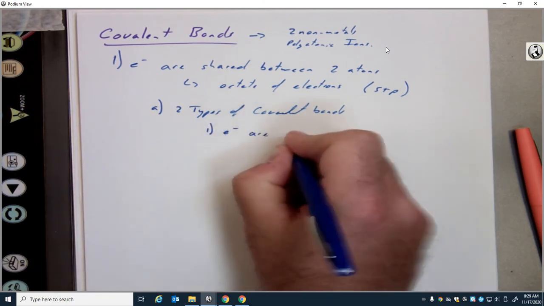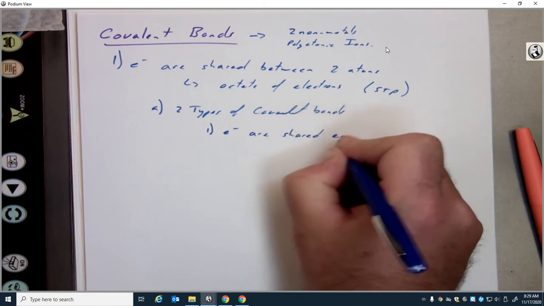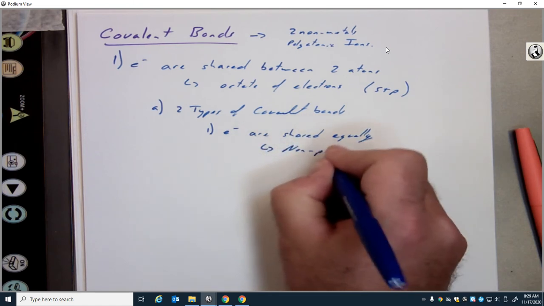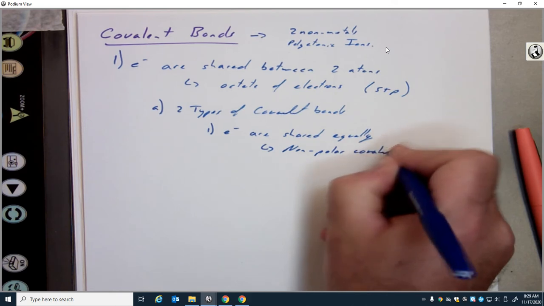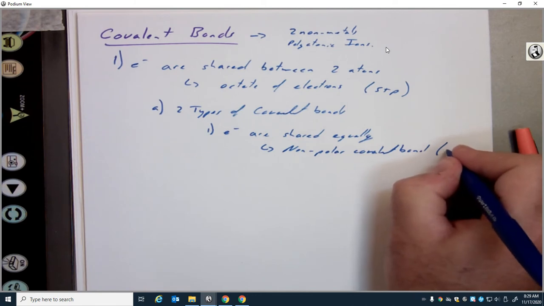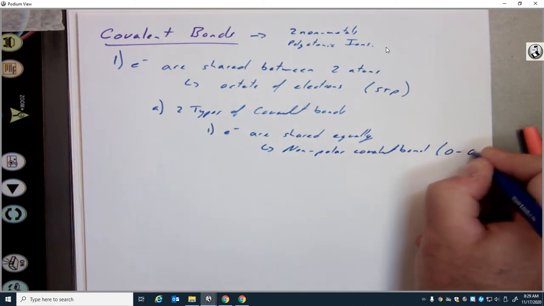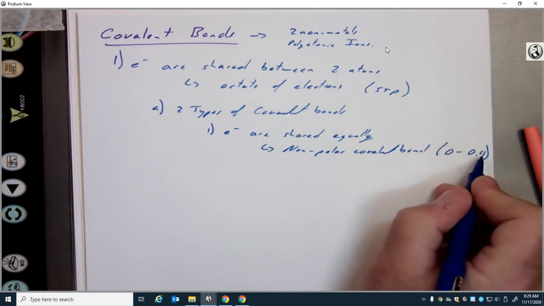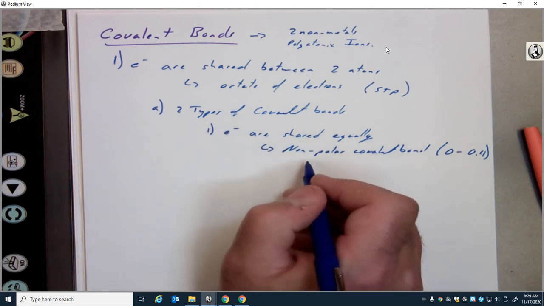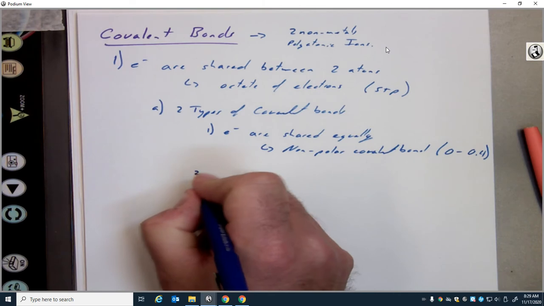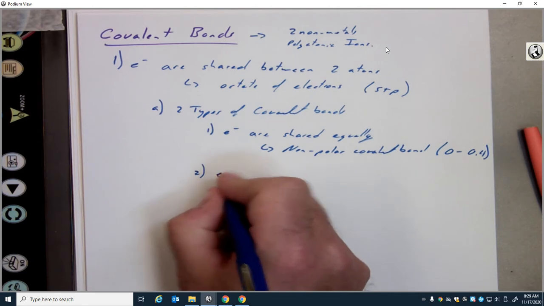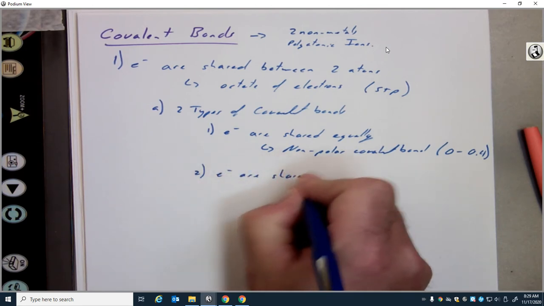If the electrons are shared equally, this is a non-polar covalent bond. If you remember from yesterday, the electronegativity difference is from 0 to 0.4. So if we're between 0 and 0.4, the electrons are shared equally between the two atoms, and it is a non-polar covalent bond.